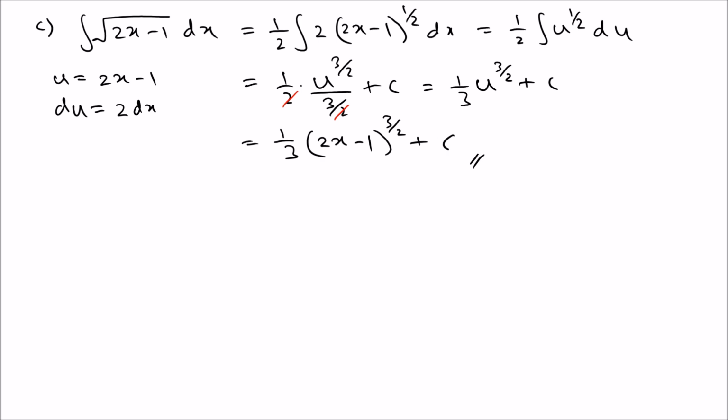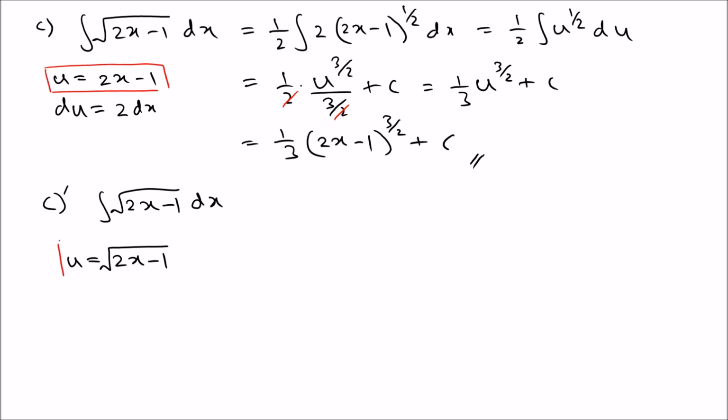And also, you can pick the whole thing as u. So let's say we have the square root of 2x minus 1 dx. The other way is I'm going to pick the whole thing as u. So u equals the square root of 2x minus 1, the whole thing. We can also do that. But if you do that, we can square both sides. So this is the other way to do it.